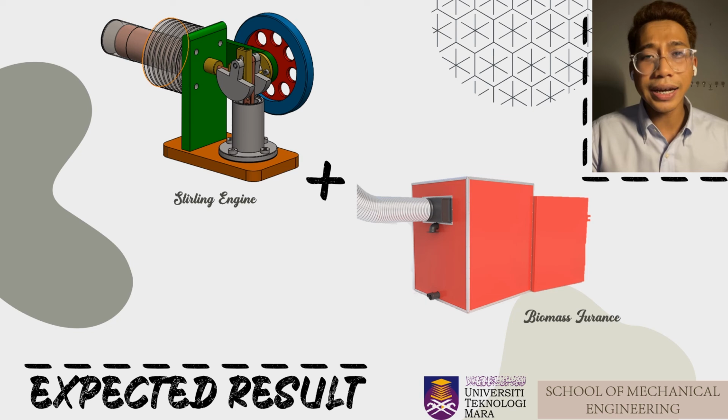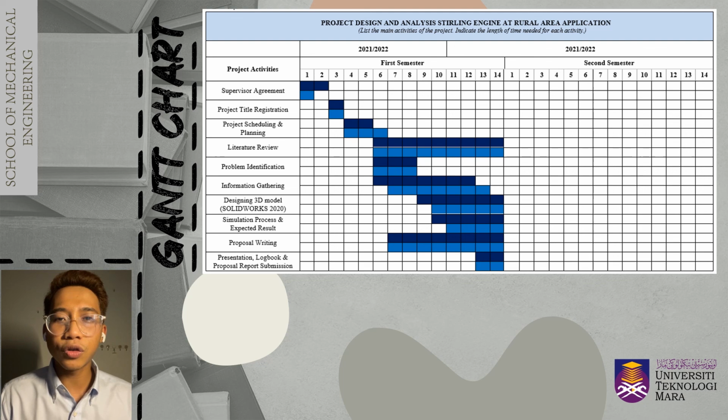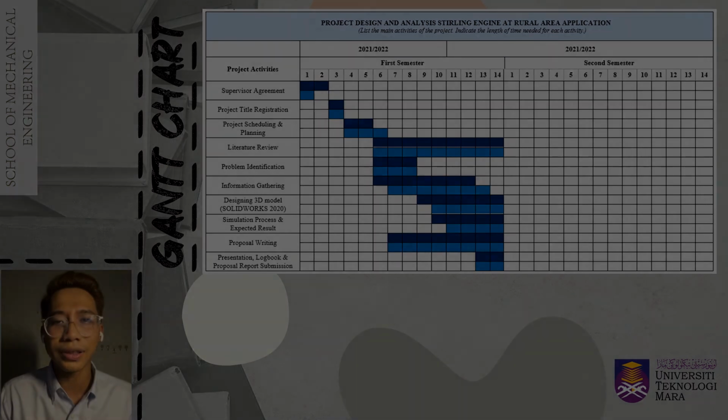At the end of this project, a 3D model of an alpha type Stirling engine heated by a biomass furnace will be built. All the information gathered from each stage will have a significant influence on the result of the 3D model simulation. The Gantt chart shows my project flow through final year project 1 for this semester. The project planning is shown by dark blue color while the actual is shown by the sea blue color, whereas the time taken is represented by the horizontal line.